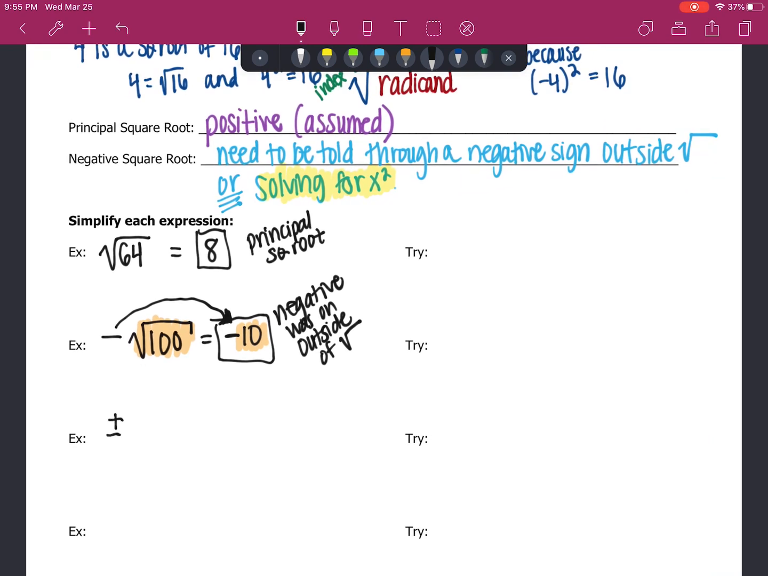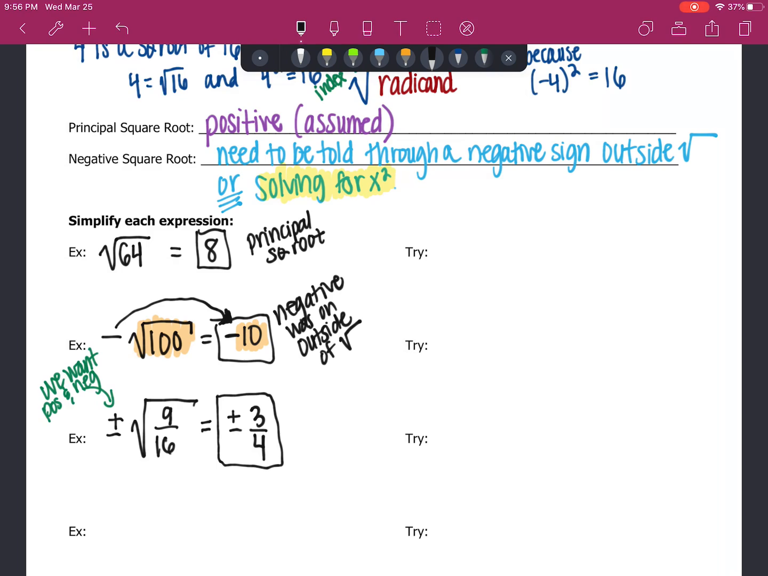Okay, I'm going to do one more example. Plus or minus the square root of 9/16. So here we're telling the reader we want both, the positive and the negative square root. So that's exactly what they're going to get. They're going to get the positive and the negative, and then what times itself is 9/16? Well, that would be 3/4. So plus or minus 3/4.